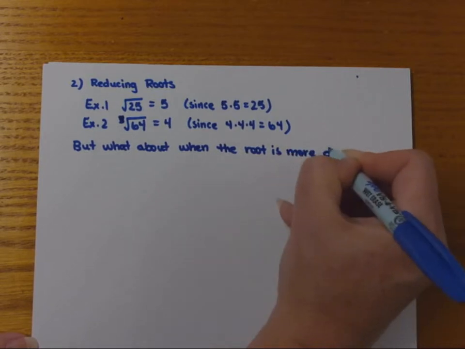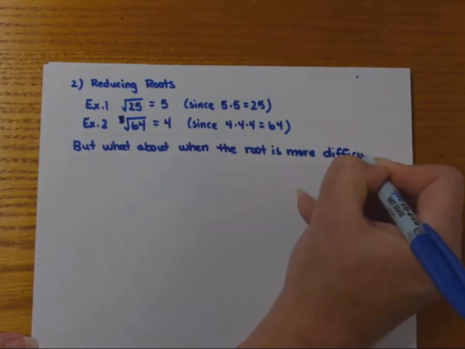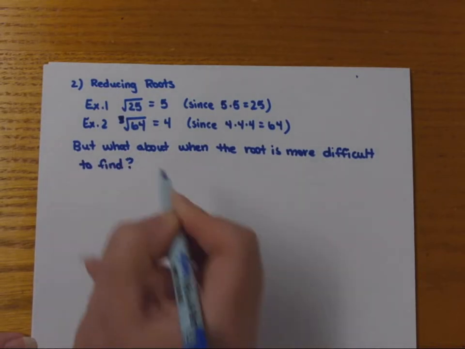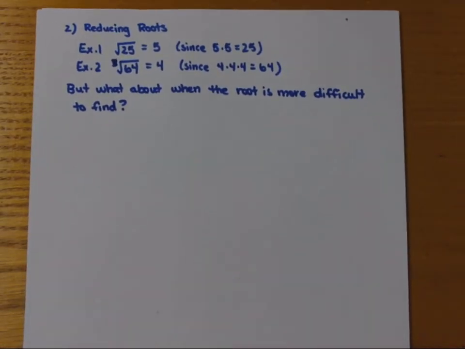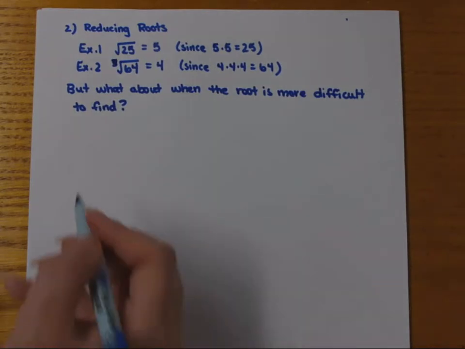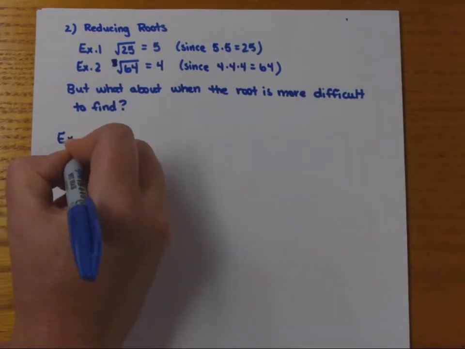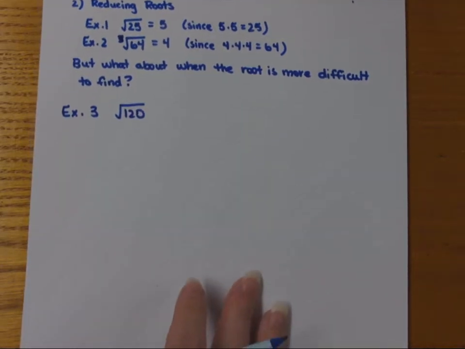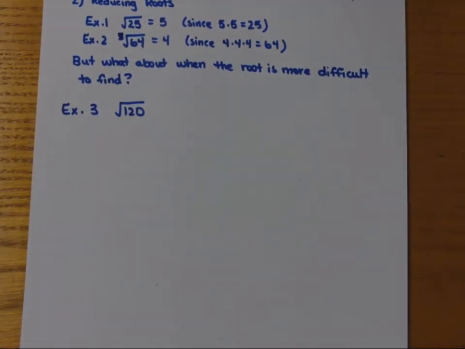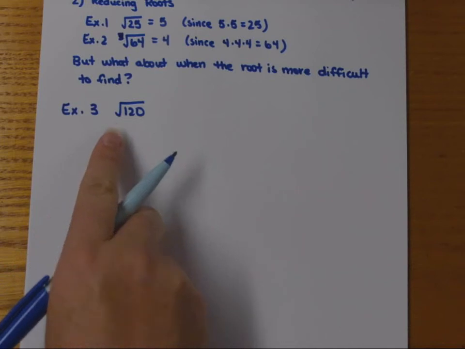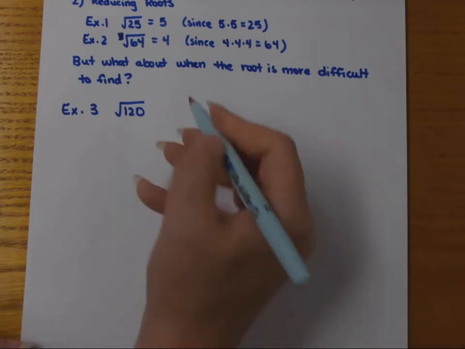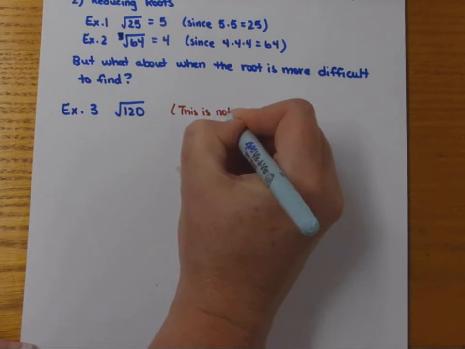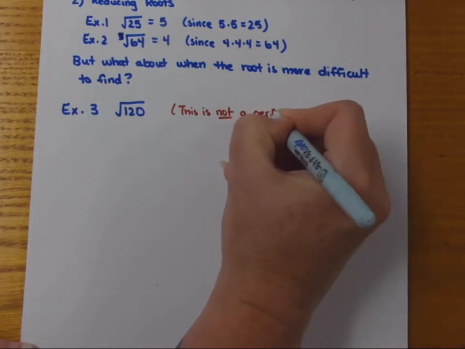And the answer to that is we can always typically do a piece of the root. And so when we can't find the entire root, we're just going to try to do it in stages. Okay, so let's start with just a number here. So if I asked you to find the square root of 120, notice that is not going to be a nice number, right? This is not a whole number answer. So I'm going to say this is not a perfect square.